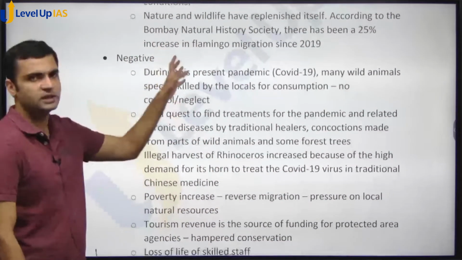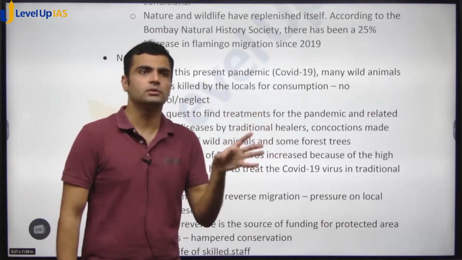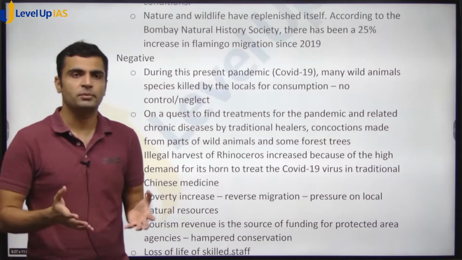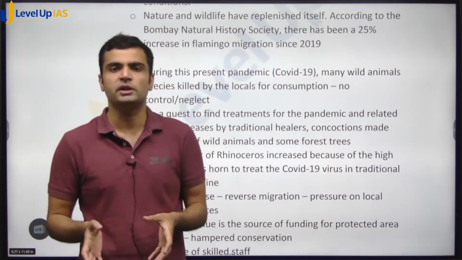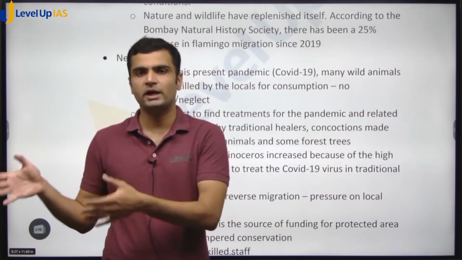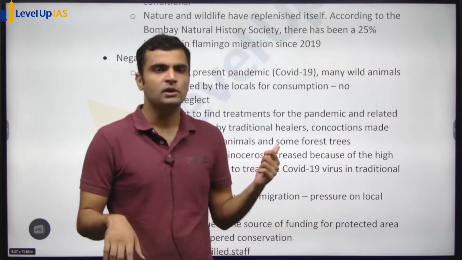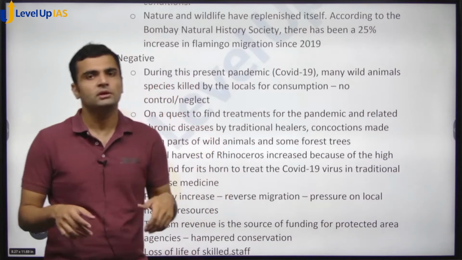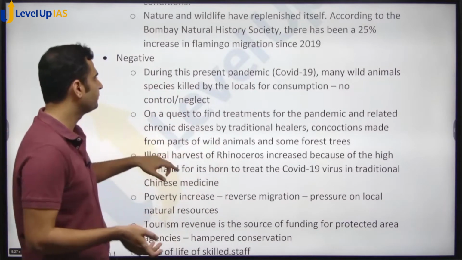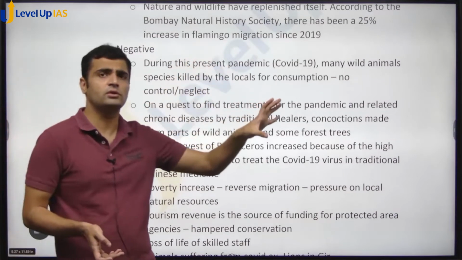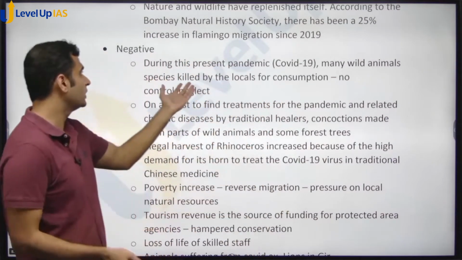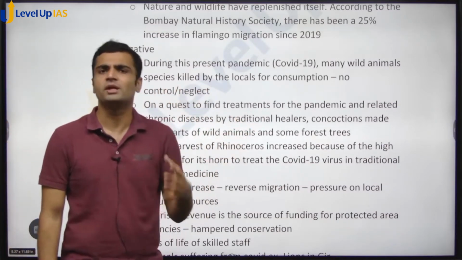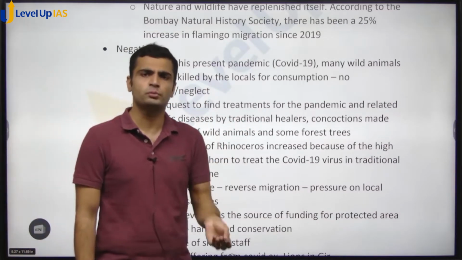But at the same time, you have to mention some negative implications as well. For instance, when the lockdowns happened, the entire government machinery was focused on controlling pandemic. So naturally, whatever manpower you could divert to wildlife conservation, that automatically reduced. So there was neglect or less control on wildlife resources. So automatically, many wild species were killed by locals for consumption or delicacies, simply because there was no supervision.